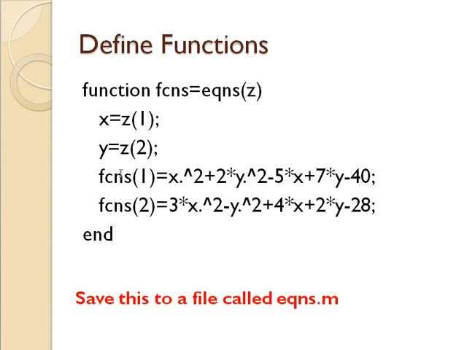So I set those up, and then I just evaluate the functions in terms of x and y. That's straightforward. So the only things you've got to track are these names. EQNS is the name of the function, and FCNS is the name of the output.